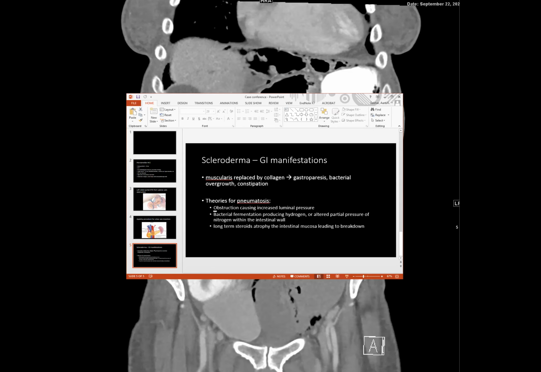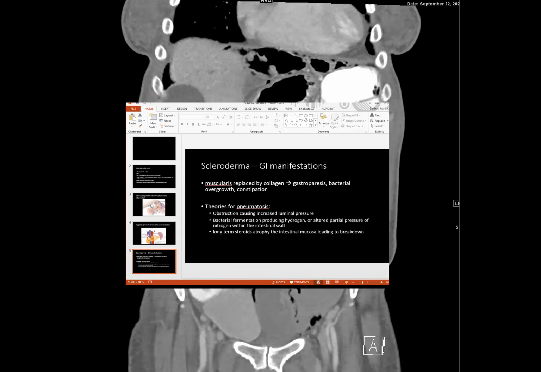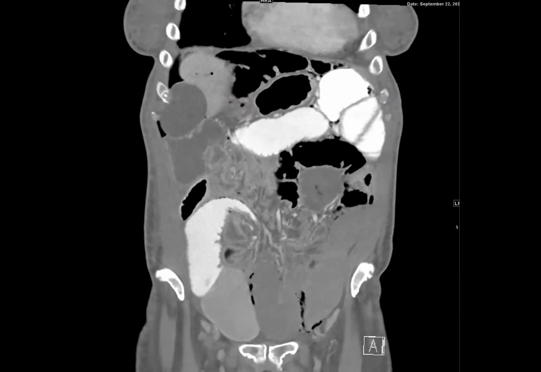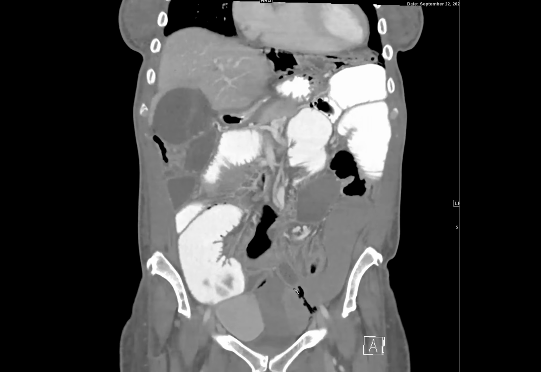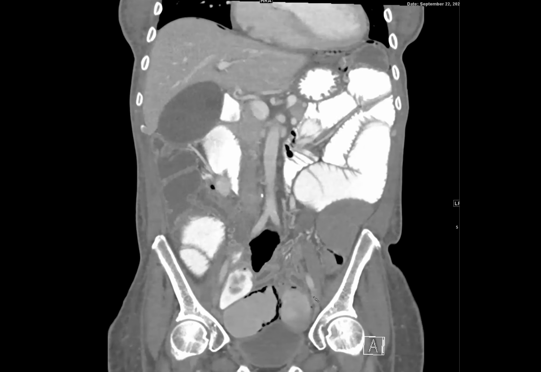And then these are the theories for why these patients get pneumatosis. Luminal distension causes increased luminal pressure and translocation of the air. Bacterial fermentation from that overgrowth also causes increased gas. And another big one is long-term steroid therapy, which atrophies the mucosa and leads to breakdown. So there are several reasons why these patients could have pneumatosis. It tends to be benign, but you have to put it together with the clinical picture. This patient actually has had pneumatosis kind of coming and going.